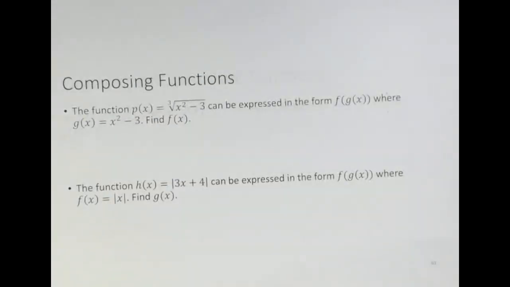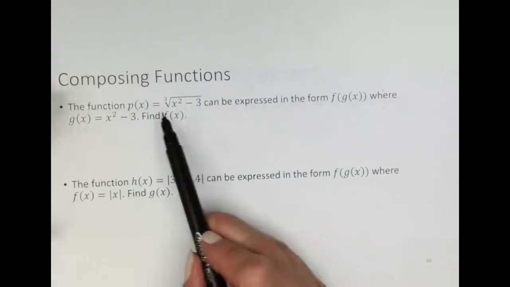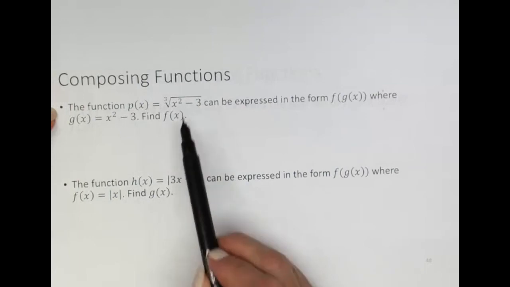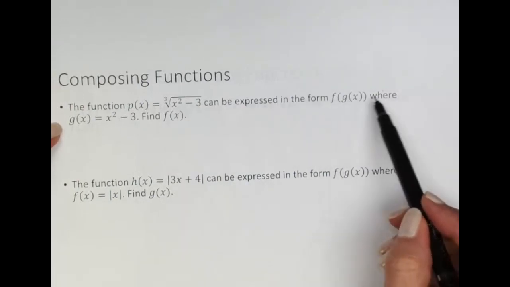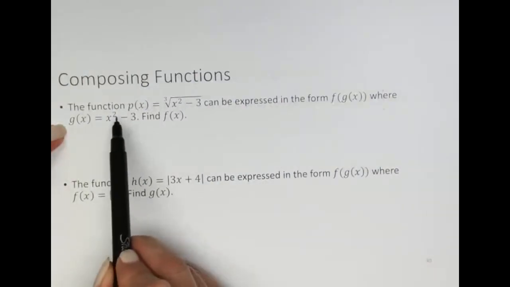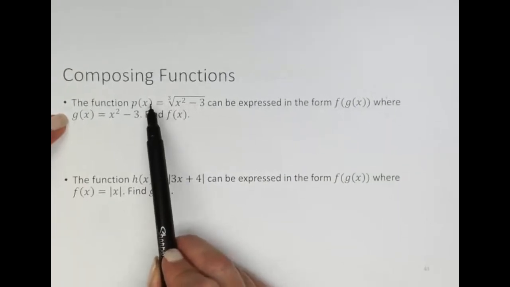All right, so what else do we have here? Okay, here we have some more examples. Let's look at these. The function p is defined as the cube root of x squared minus 3. We could express that in the form f of g of x, where g is x squared minus 3. So this function p is a composite function.